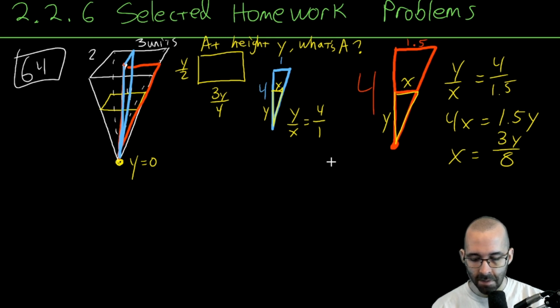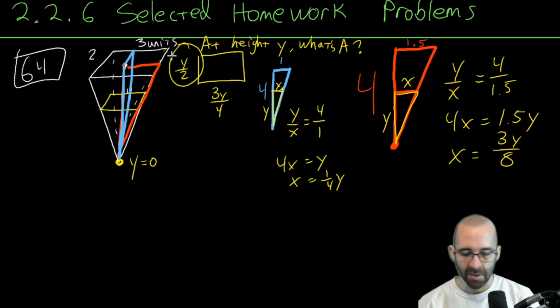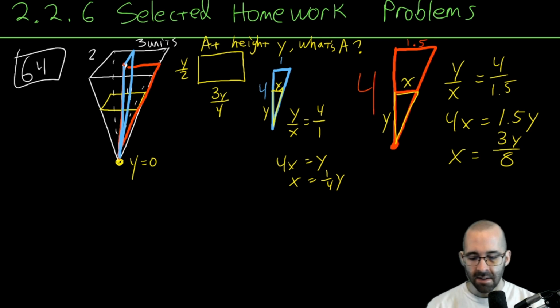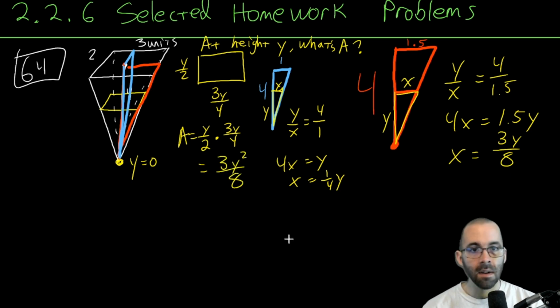Wait a minute, what happened? So at 4x equals y, x equals 1/4 y, and again, we have to double it. That's what happens. Okay, so two ways of getting to that. But the point is that at any height of y, the area is just y over 2 times 3y over 4, which simplifies to 3y squared over 8. At any cross section, we have an area of 3y squared over 8.